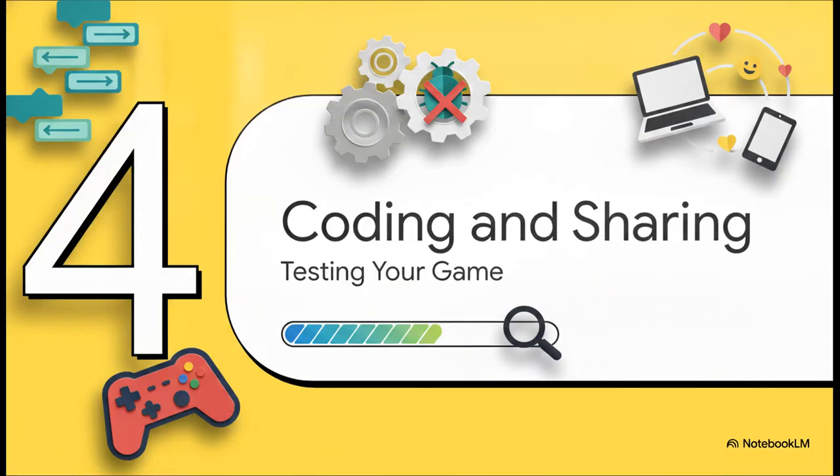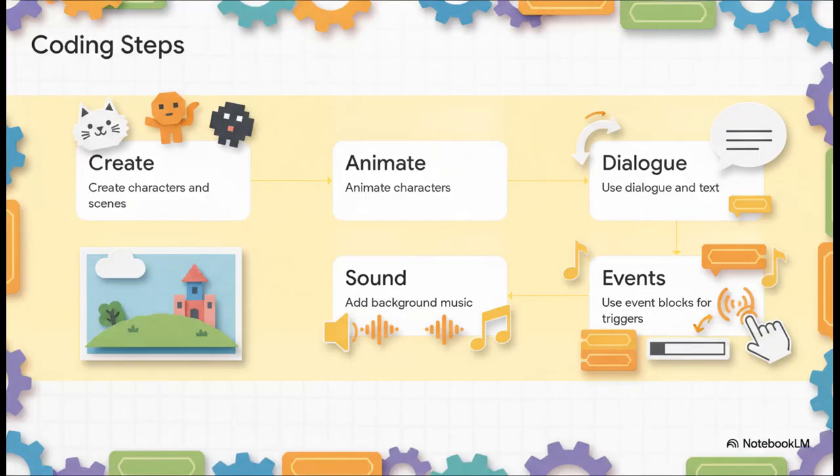Section 4. Coding, testing, and sharing. Testing your game. Now we hit the really fun part, the active trial phase, where that carefully planned design actually turns into a functioning program. The curriculum gives us a really solid, structured approach to writing a script in Scratch. You start by bringing your characters and scenes to life. Then, you animate those characters using motion blocks.